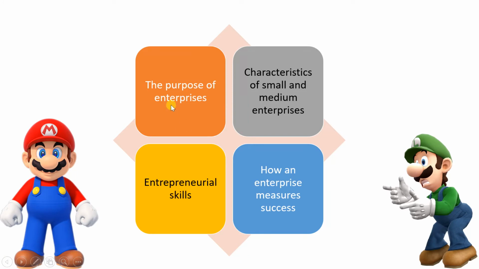Here's your task list from Mario. It's not a list, it's actually 4 squares, but hopefully it's some familiarity. You've got 4 things we're going to touch on. We're going to look at the orange square, the purpose of enterprises, the grey square, characteristics of SMEs, then the yellow square, entrepreneurial skills, and then finally how an enterprise measures success, the blue square. So you can see it still is a checklist, and there is Luigi in this lesson.